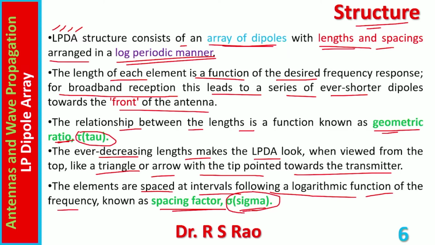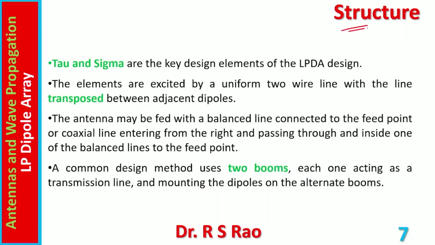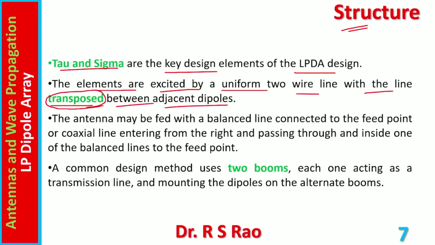These are important parameters pertaining to LPDAs. Some more information regarding structure. Tau and sigma are the key design elements of the LPDA design. The elements are excited by a uniform two-wire line with the line transposed between adjacent dipoles. Notice transposition is implemented in feeding the LPDA.